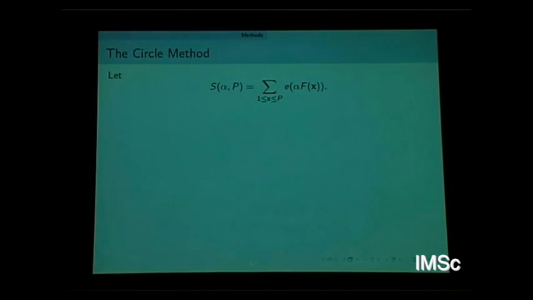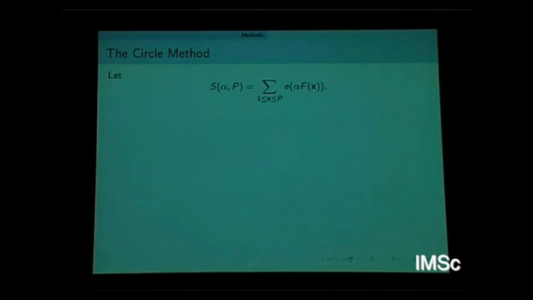Okay, so the methods. We use Fourier analysis, or the circle method as developed by Hardy, Ramanujan and Littlewood. And how does the circle method work? I'm sure many of you know, but here's a quick sketch.